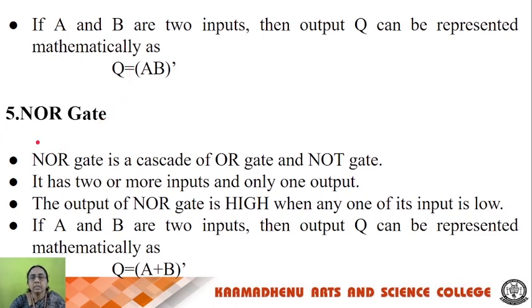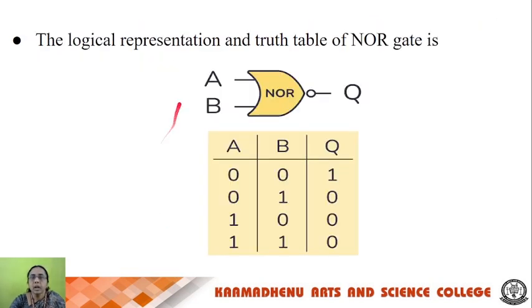Next one is NOR gate. The NOR gate is a cascade of an OR gate and a NOT gate. It has two or more inputs and only one output. The output of a NOR gate is high when all the inputs are low. If A and B are two inputs, then the output Q can be represented as Q equal to A plus B, the whole dash. This one is the logical representation for the NOR gate.